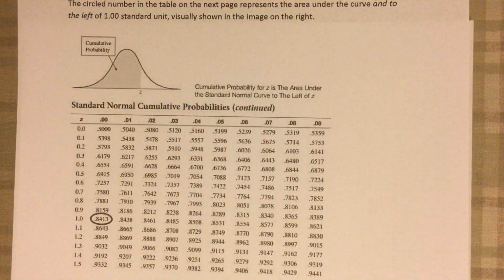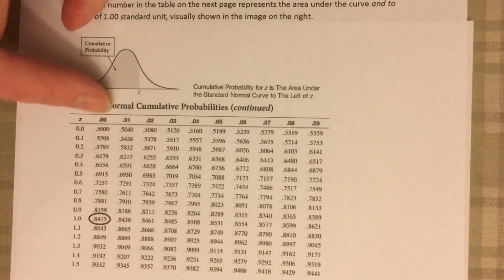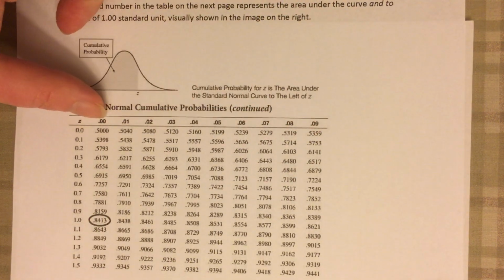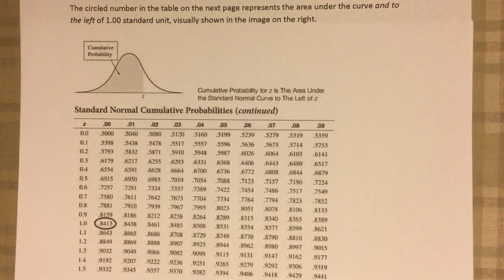Going down the left side, we see 1.0, and then at the top, notice that the first decimal point is always 0, so we're not looking at that, we're just looking at that last decimal value. The circled value here represents the area to the left associated with 1.00. This next one would be 1.01, 1.02, 1.03, and so on and so forth. So as we're working with this table, we are definitely going to be paying attention to the labeling along the left, and the labeling along the top.